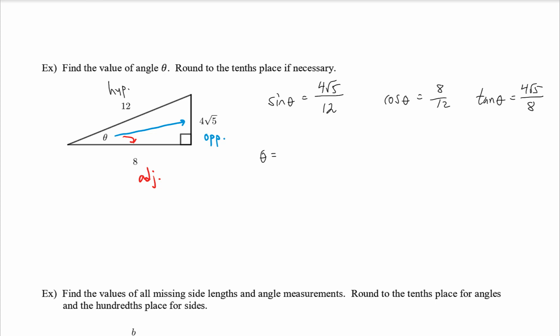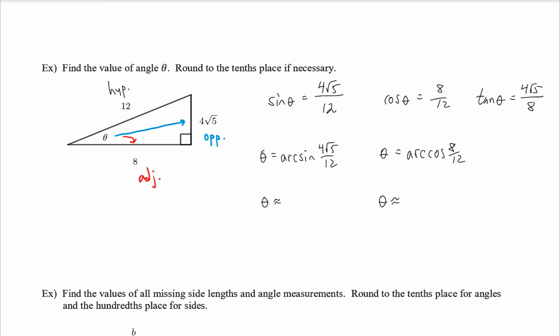To get that angle, I just simply do the inverse. So inverse sine of 4 root 5 over 12, and then I can type that into a calculator, which I'll do here in a sec. What I'm showing you here is it doesn't matter which one I do. So like if I do inverse cosine of 8/12, I'm going to get the same angle. It'll give me the angle I desire. So it does not matter which one I do.